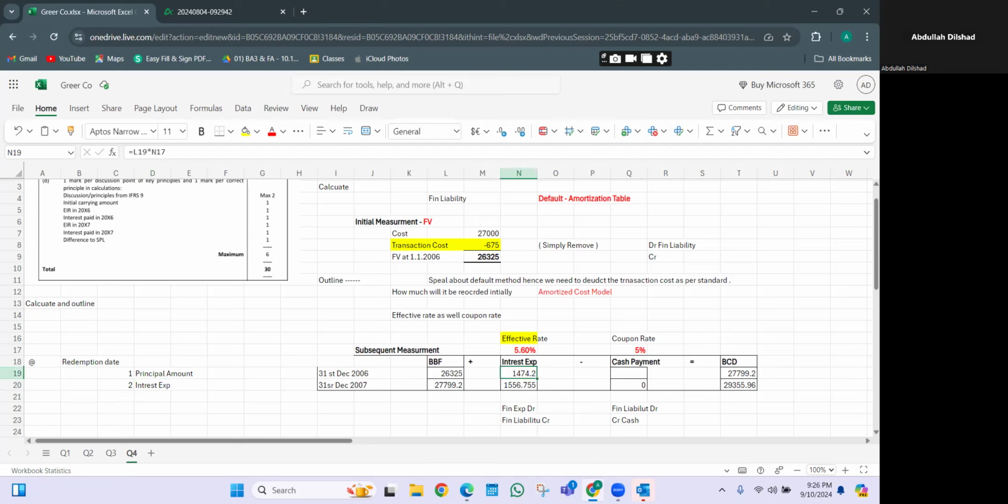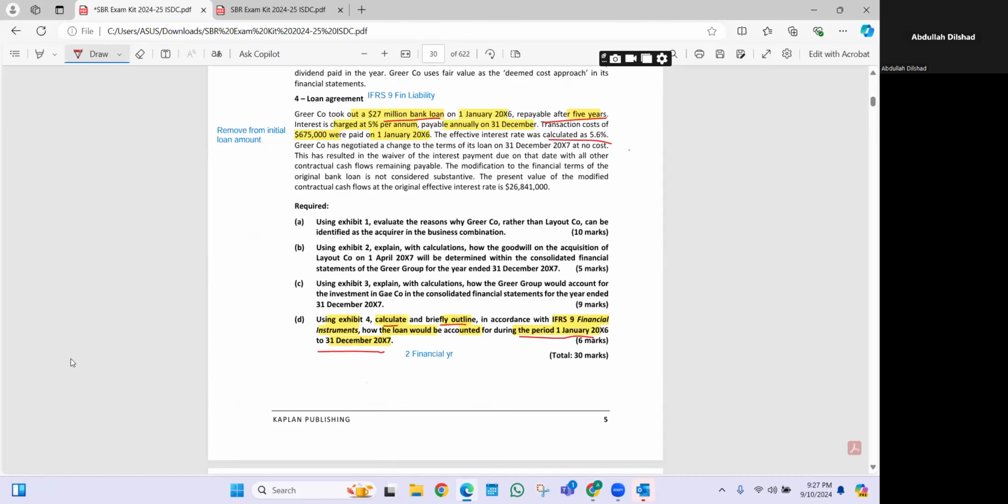Therefore, if this interest charge of 1,474.2 will be incurred in the financial year of 2006, a corresponding entry should be applicable in your SOFP under financial liability. Hopefully that is clear with all, right? And we know when we are going to make a payment, we would make the payment which includes both the principal amount as well as the interest expense, right? How do we calculate that? Let us read on.